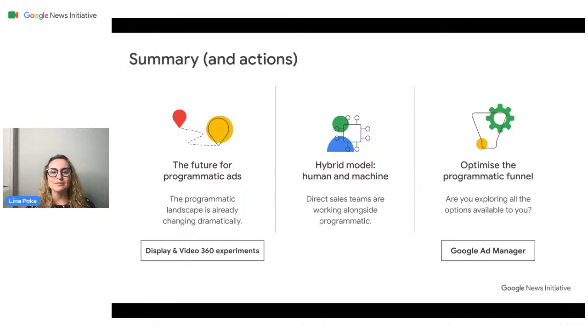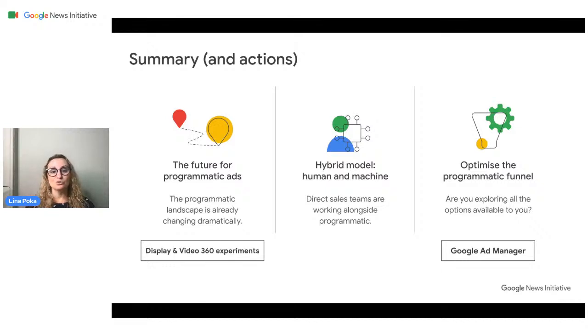So how do we make this a reality? Three different steps. Step number 1, the future for programmatic ads: the landscape is overall changing, and it will have a dramatic effect for programmatic ads in the future, right? So we need to look at all these different tools and we need to make sure that we adjust.